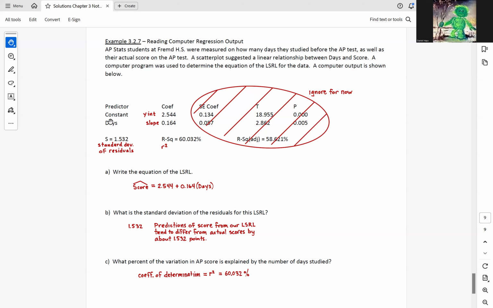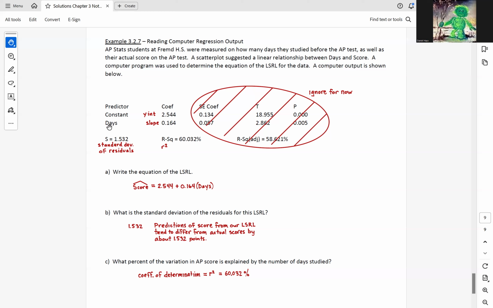The first column says predictor, it says constant, it says days. The word constant will always be there. It's a reference to the constant that's being added or subtracted in your LSRL equation. As you can see in the column just to the right, I have the corresponding number under this coefficient header being labeled as a y-intercept. So you need to know that the number to the right of the word constant is always a y-intercept, which you can then use to put together part of your equation.